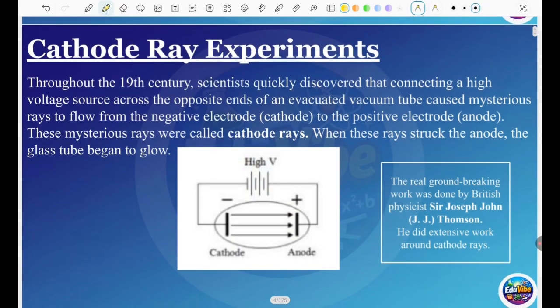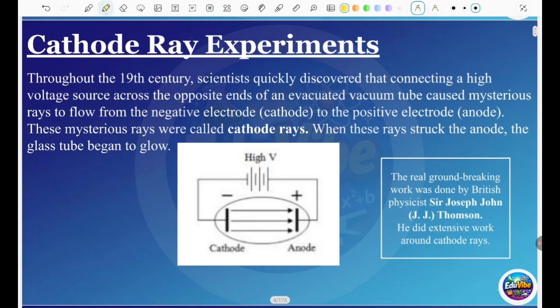Before starting with the actual discovery of the electron, note that it came from different discoveries. The first one was the cathode ray experiments. We are all familiar with the cathode. We have an anode and we have a cathode. When we do something electrical, something with voltage, those two things are involved.